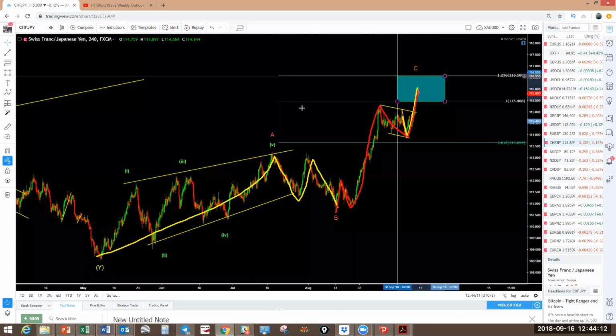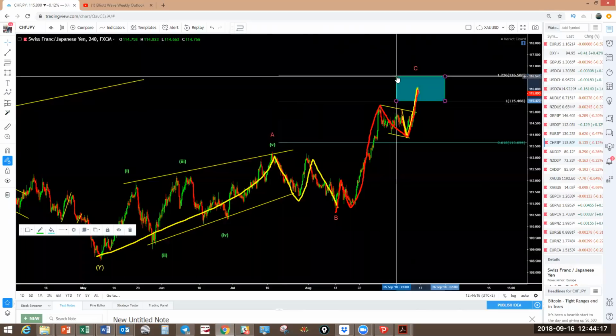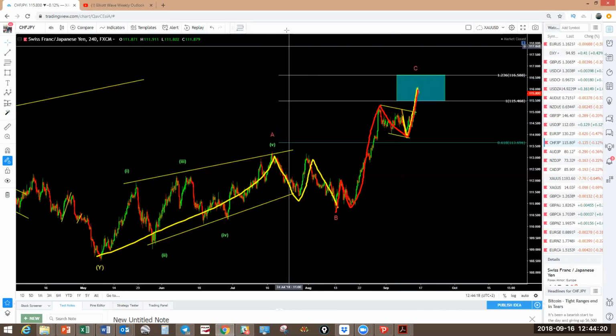10 lot size type of trades. Okay, I'm kidding about the 10 lot size. I don't teach 10 lot size. I teach 2%.